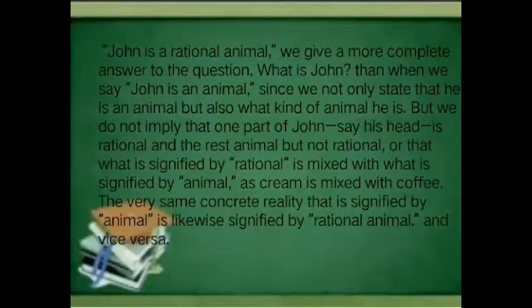So, John is a rational animal. We give a more complete answer to the question, what is John? Then, when we say John is an animal, we not only state that he is an animal, but also what kind of animal he is. But we do not imply that one part of John, say his head, is rational and the rest animal but not rational, or that what is signified by rational is mixed with what is signified by animal, as cream is mixed with coffee. The very same concrete reality that is signified by animal is likewise signified by rational animal and vice versa.